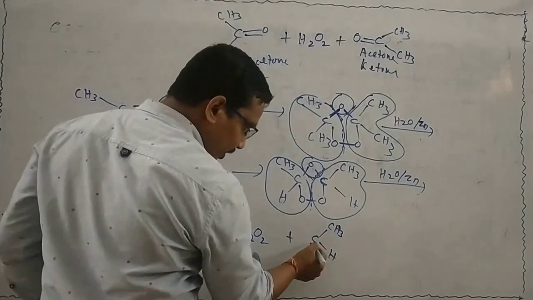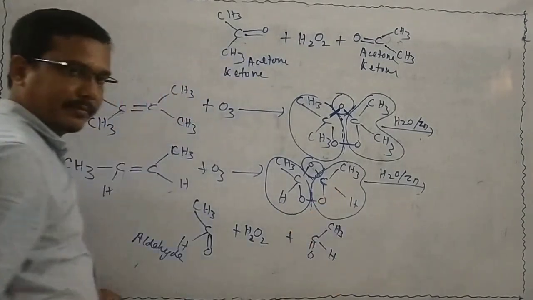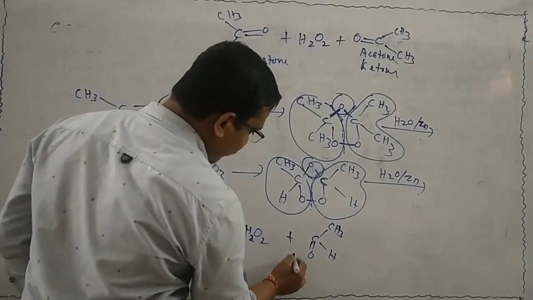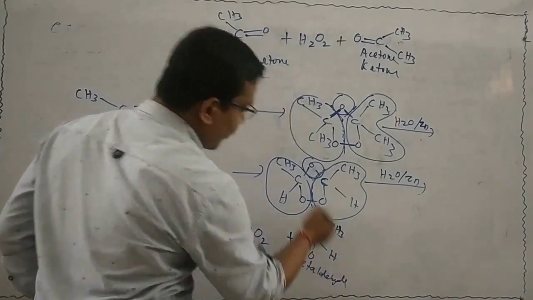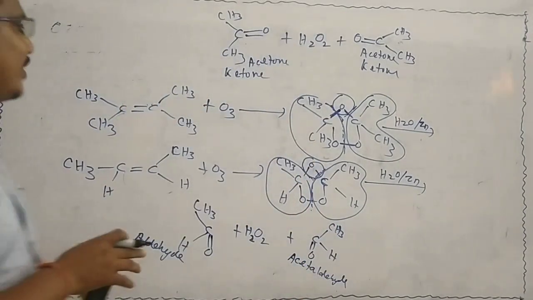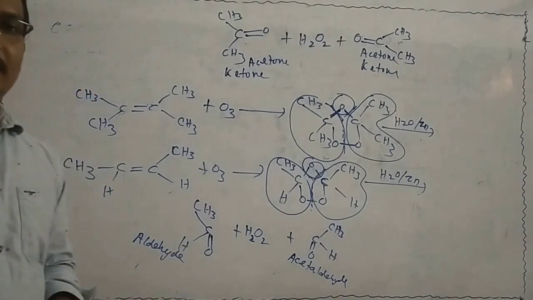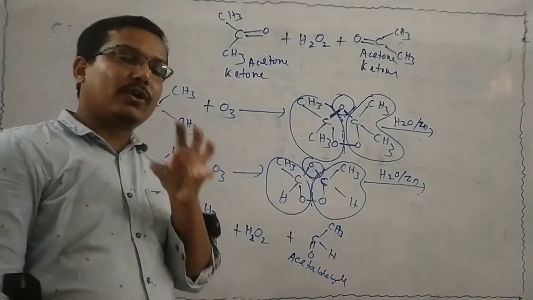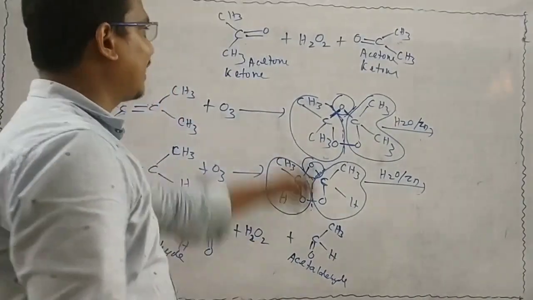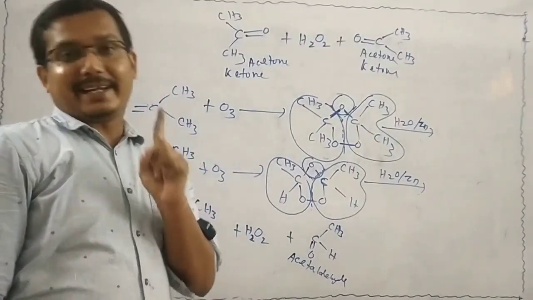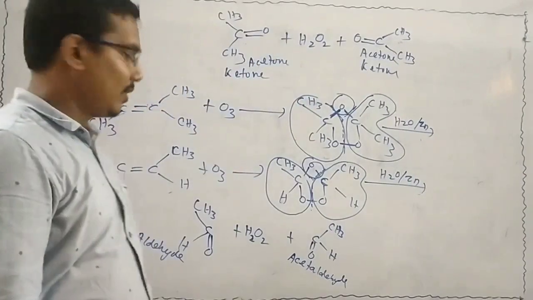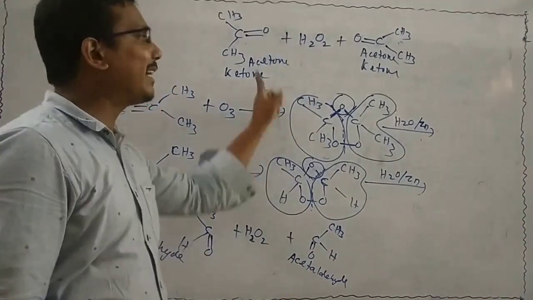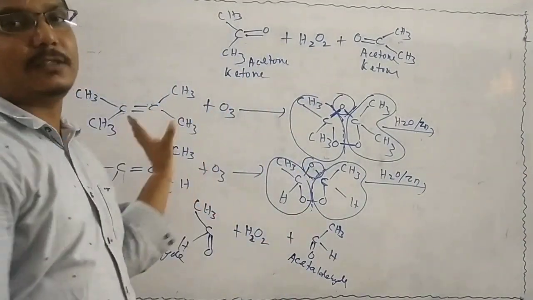And third, your oxygen is unstable, so make a double bond. That is your aldehyde, that is your acetaldehyde. From these two examples, it is concluded that when a symmetrical alkene undergoes ozonolysis, a single ketone is formed, that is your acetone, or a single aldehyde is formed.